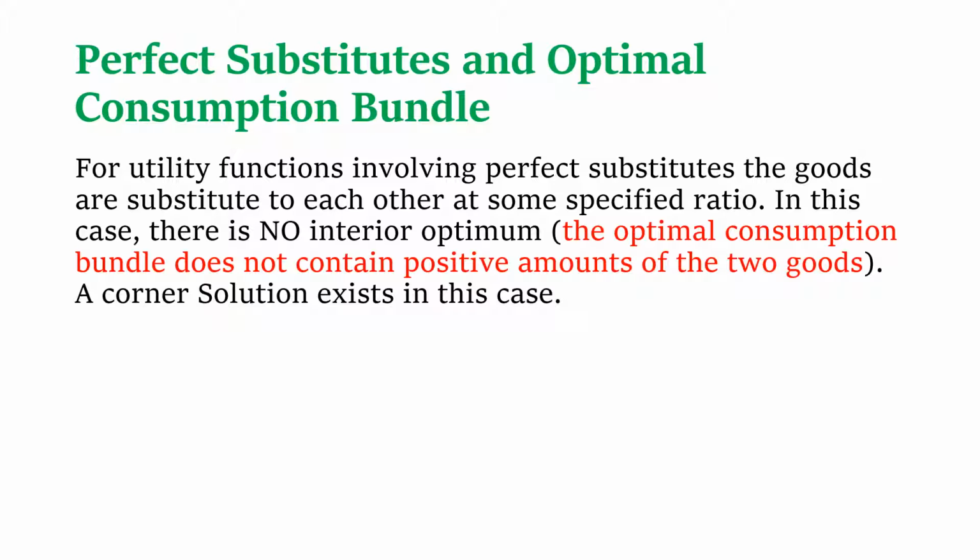So it depends on the relative slopes of the budget line and the indifference curve. If the slope of the budget line is less than the slope of the indifference curve, then we expect the consumer to consume only good X. So it's going to be on the horizontal axis. If the slope of the budget line is greater than the slope of the indifference curve, then it's only going to consume Y and none of X, and it's going to be on the vertical axis.